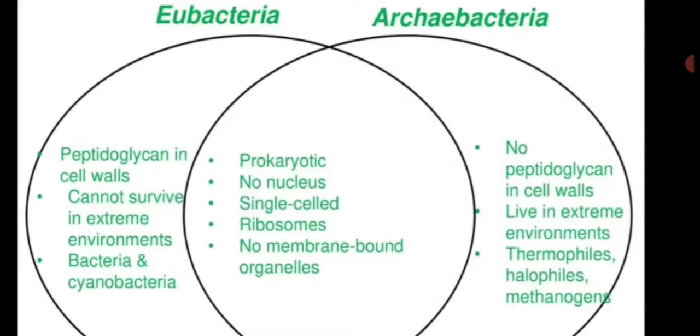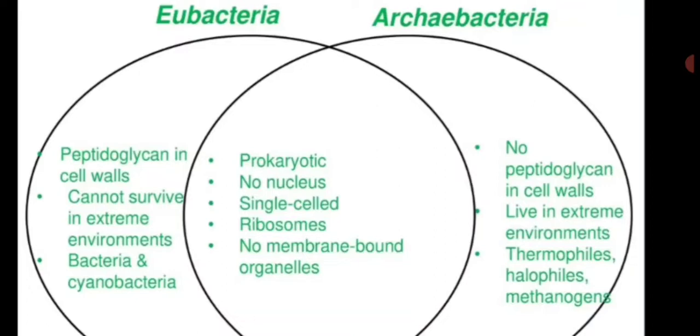But what is different in the Eubacteria? The Eubacteria's cell wall consists of peptidoglycan, whereas the Archaebacteria do not have peptidoglycan in their cell wall. Eubacteria cannot survive in extreme environments, whereas the Archaebacteria live in extreme environments. In fact, we can divide the Archaebacteria into several categories, and they are also known as extremophiles. Why are they known as extremophiles? Because they are found under extreme environmental conditions.